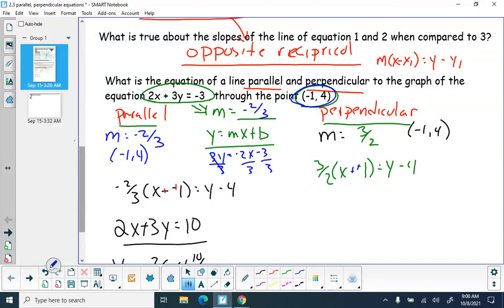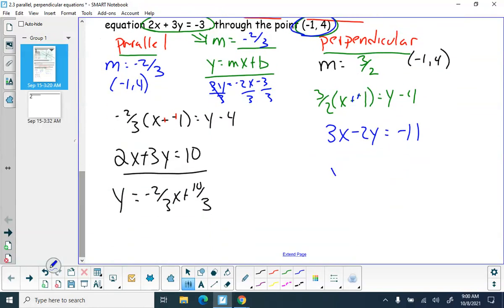Let's go. Keep working. Courtney, what do you get? 3x minus 2y is equal to negative 11. You good with that one? Once again, if you have y equals mx plus b form, y equals 3/2 x plus 11/2, that is fine also. Either way is correct.